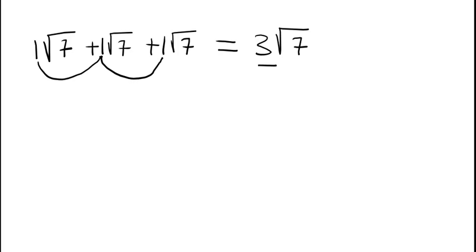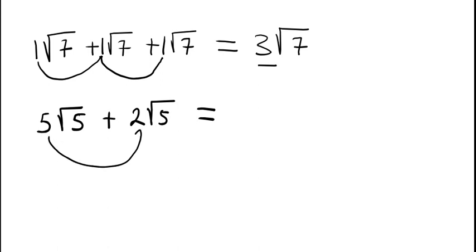Let's assume we have 5 root 5 plus 2 root 5. What will be the answer? You are going to add the numbers that are outside the roots together. 5 plus 2 is going to give us 7. Then we have the like terms, which is root 5 and root 5. So you take root 5. Therefore, 5 root 5 plus 2 root 5 will give us 7 root 5.